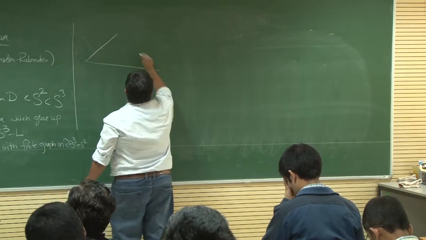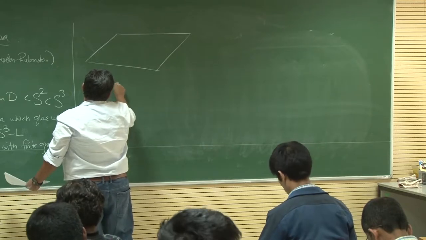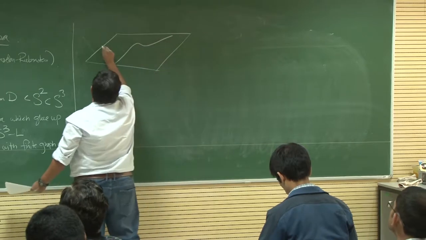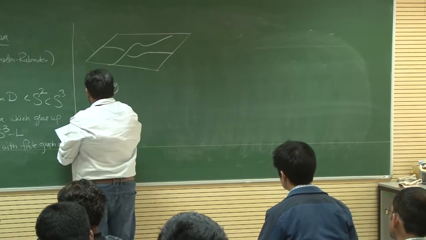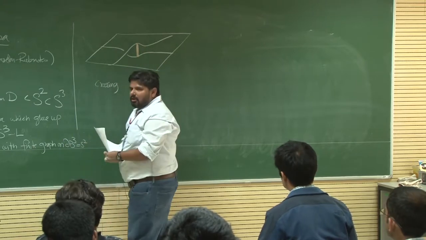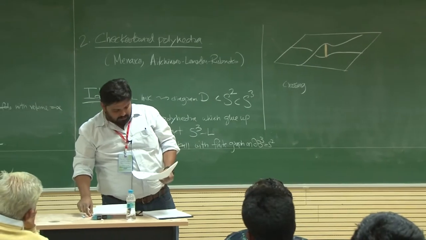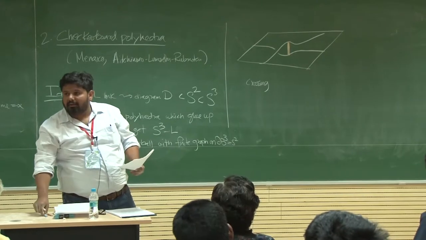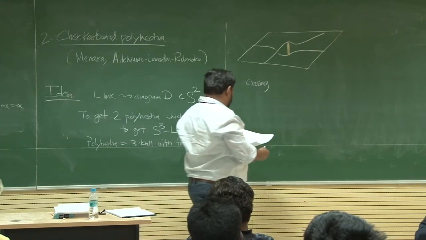So, here is what it looks like. Now we are going to look at a crossing, right? So you have a crossing here, and what we are going to do is put in an edge here. That's going to be the edge of the polyhedra. Now notice that the components of the knot are at infinity. They are vertices. Okay, so we need to come up with a way to push this out.